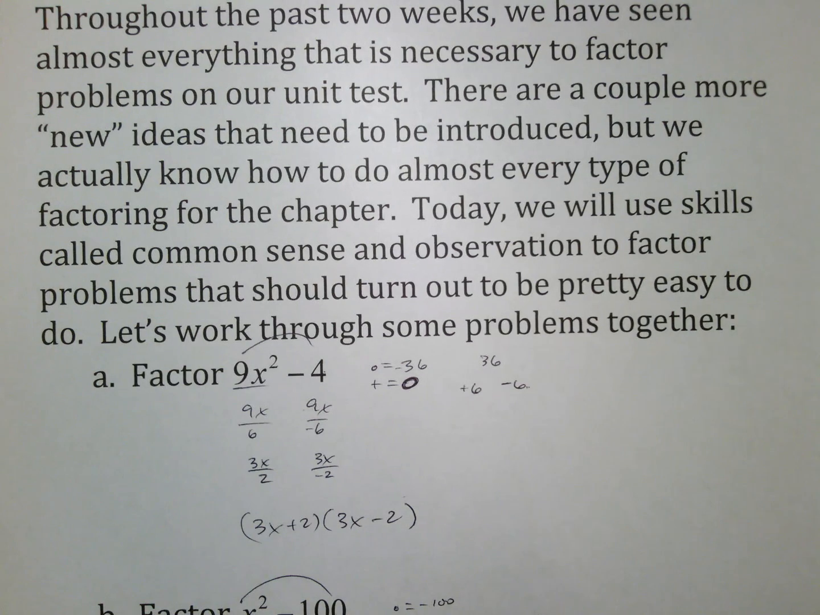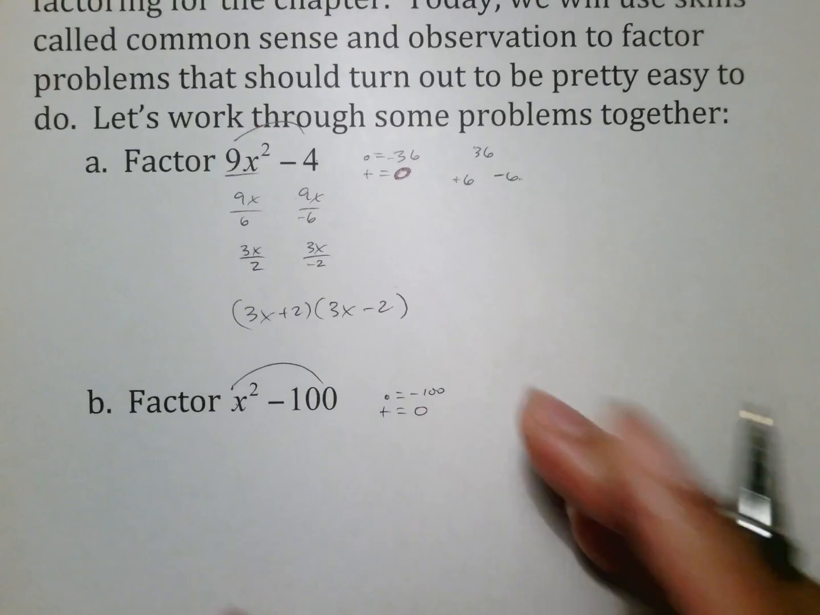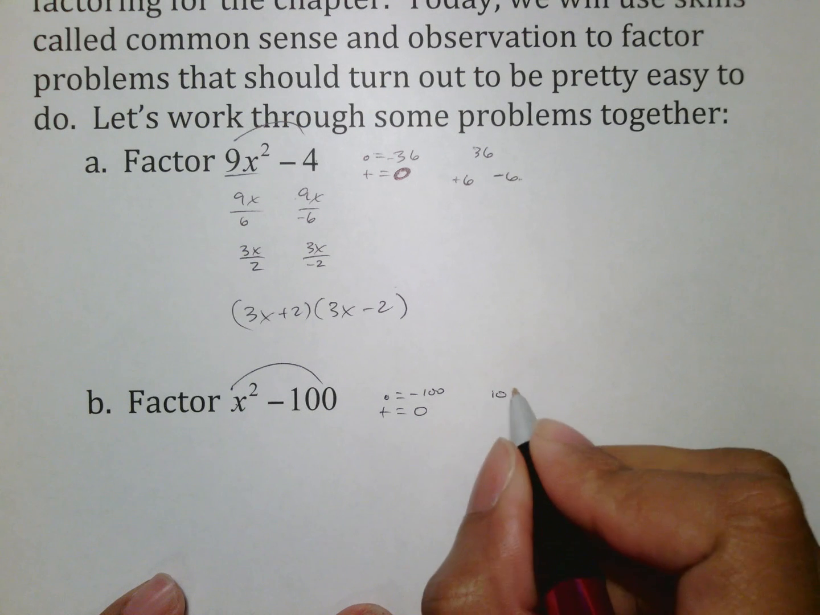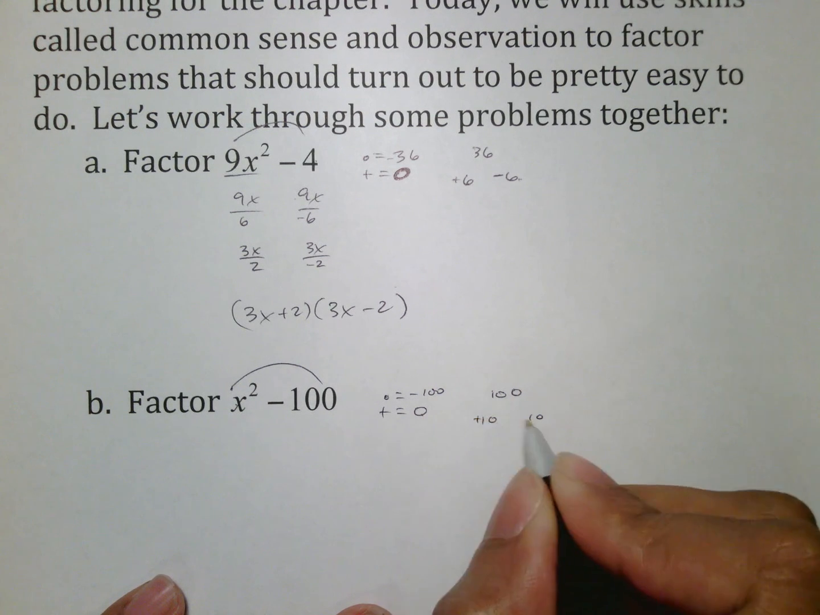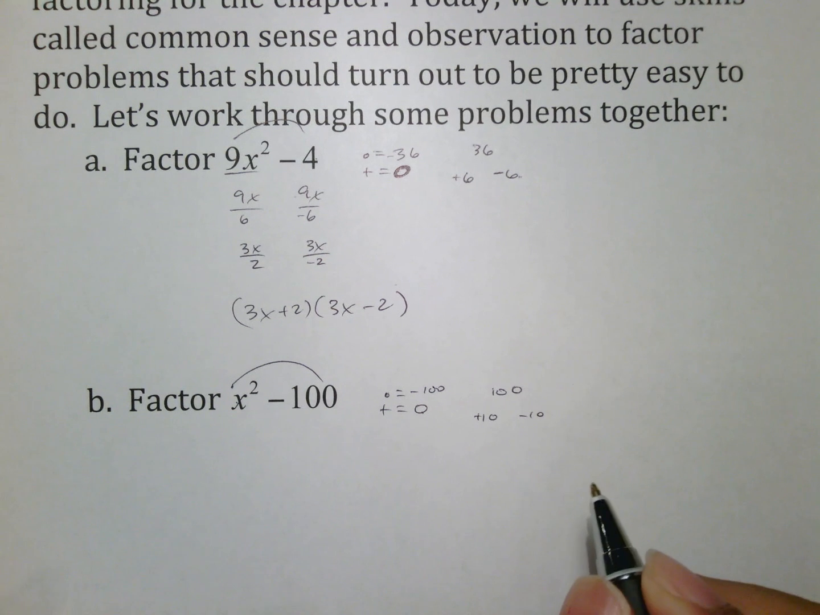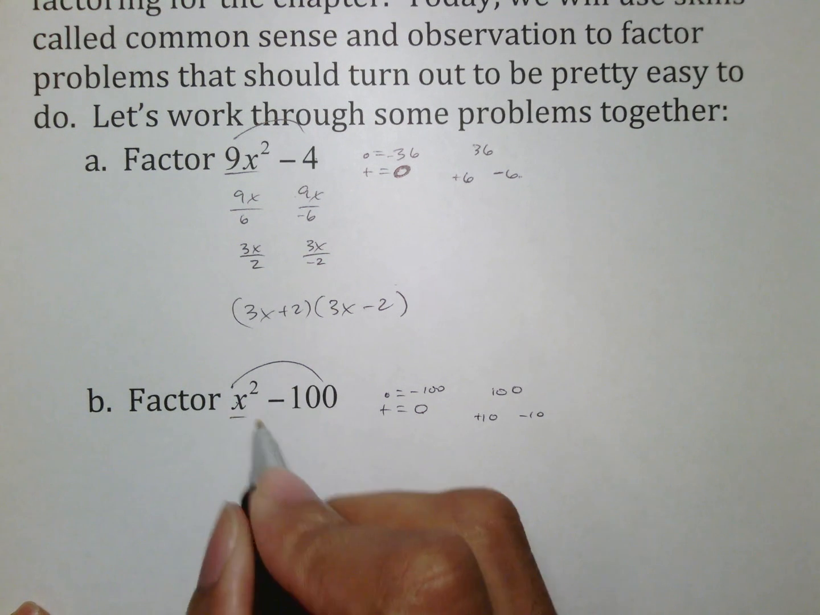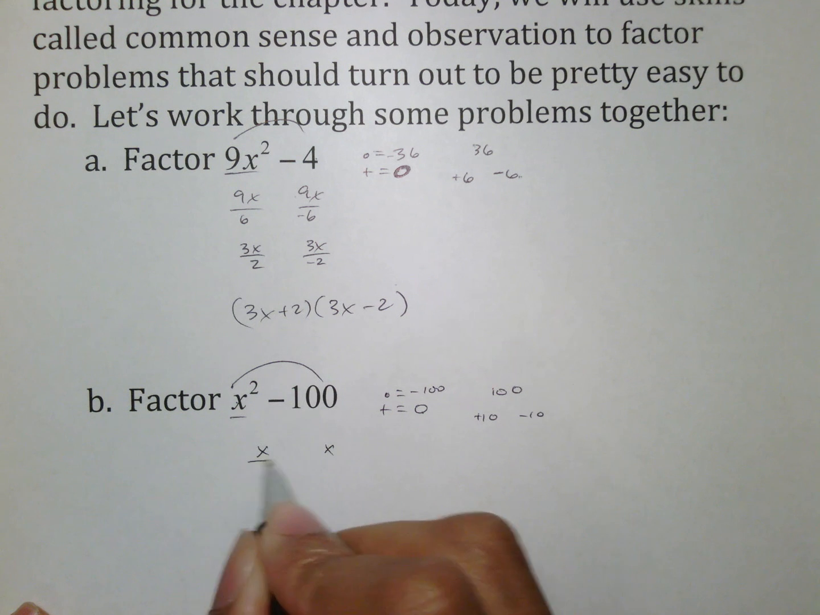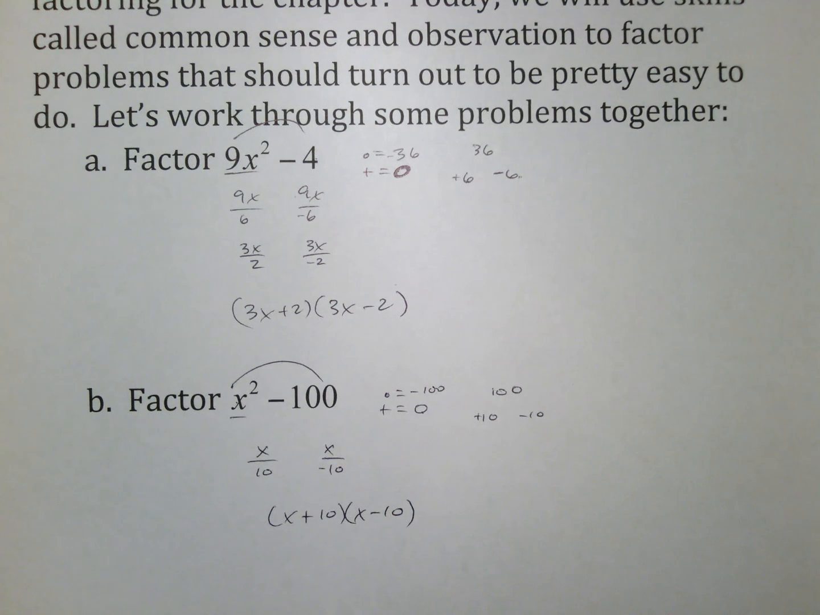The fact that it adds to be 0 because there's no B there means that we're looking for the same number that makes 100, which is 10 and 10. Because it adds to be 0, it means that one of these is positive and one of these is negative. And so what we will do there is take this x and put it on top of 10 and negative 10. And because neither of these can be reduced, we're looking at x plus 10 and x minus 10.